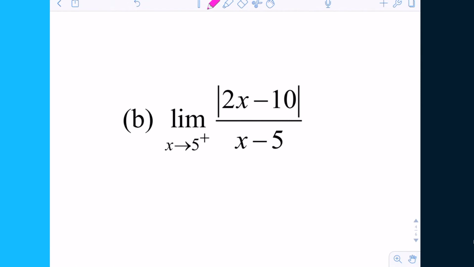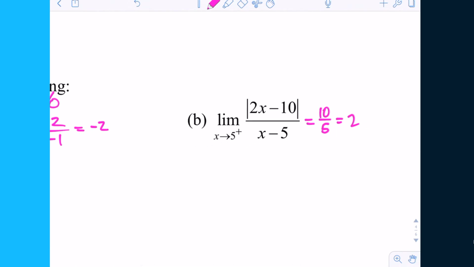Actually, I'm going to plug in a 10, just because I like 10. 20 minus 10 is 10. The absolute value of 10 is 10. All over 20 minus 5 is 10 minus 5 is 5. Whew. Thank you. I didn't plug in a 20. That's 2. So it's the same thing.